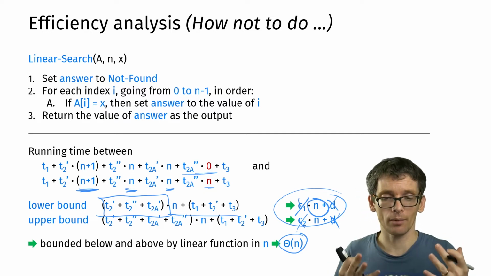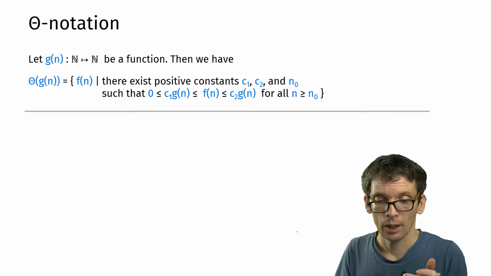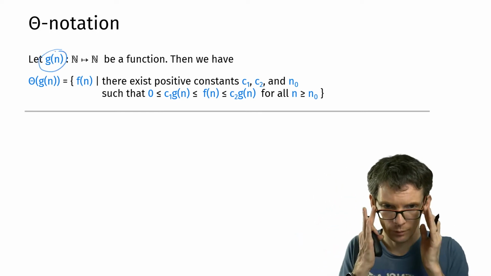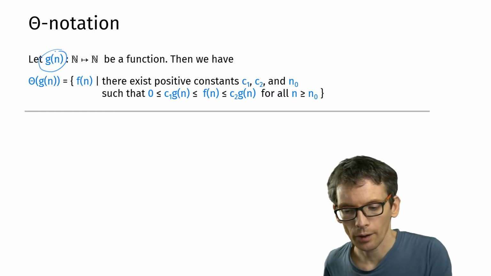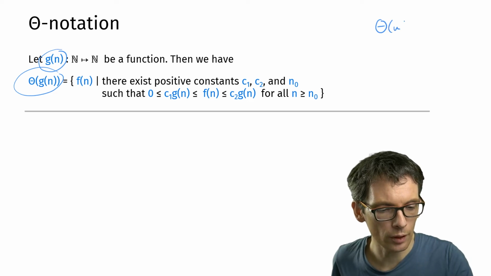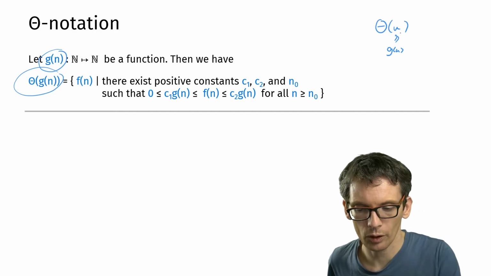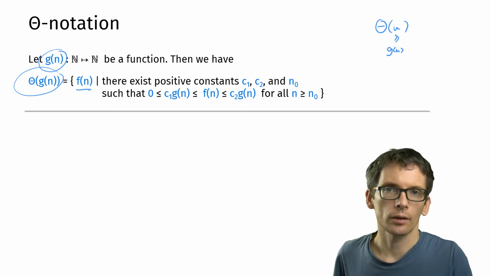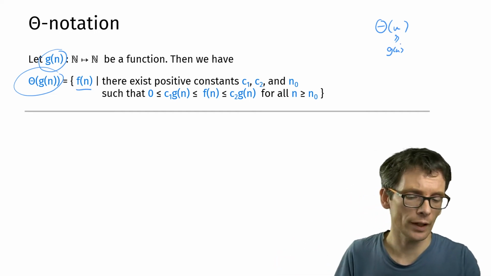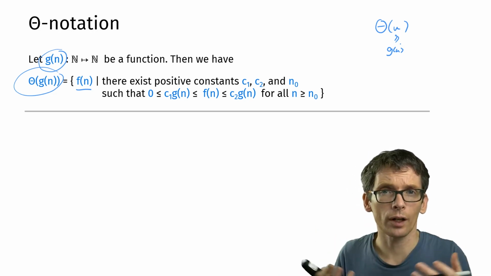And that actually has a mathematical definition, and the definition is as follows. Let g of n be some function from the natural numbers to the natural numbers. Then theta of g of n, and remember what we had seen on the previous slide, what I wrote was theta of n. So in this case, g of n is n, but we can do this for general g of n. That are all functions f of n which have the same growth rate as g of n. So g of n is n, and theta of n is all functions with linear growth rate.